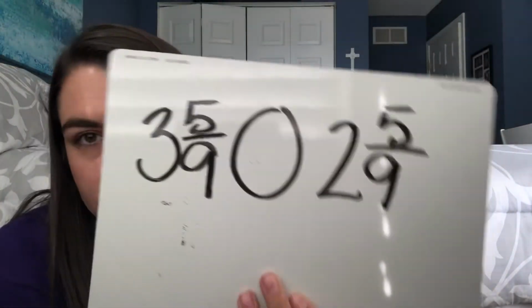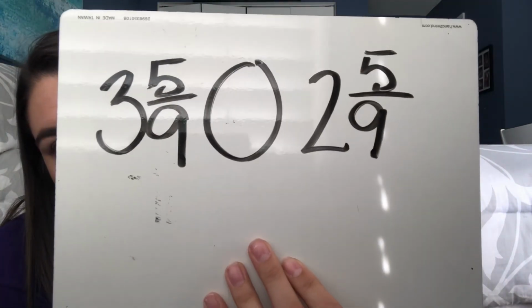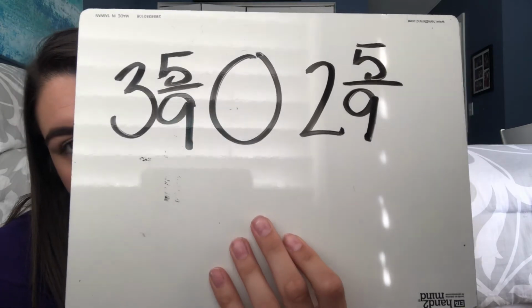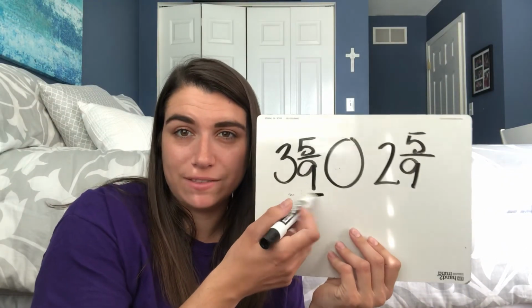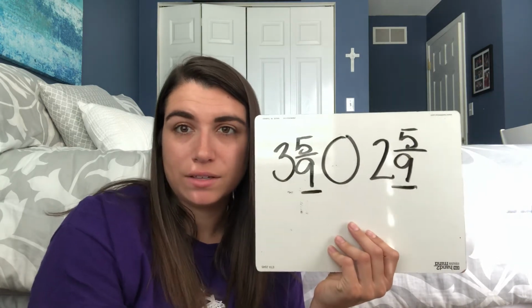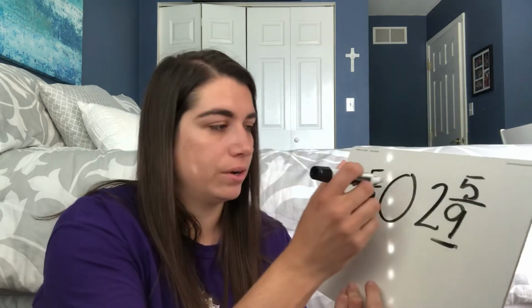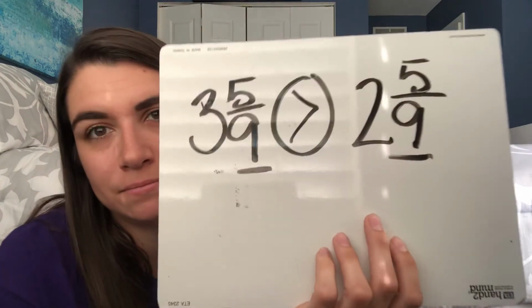Alrighty, and we are on your last one. 3 5/9 compared to 2 5/9. All right, and again, you might automatically think that they're equal because of the 5/9, but the 3 is bigger, so we're going to make them greater than.